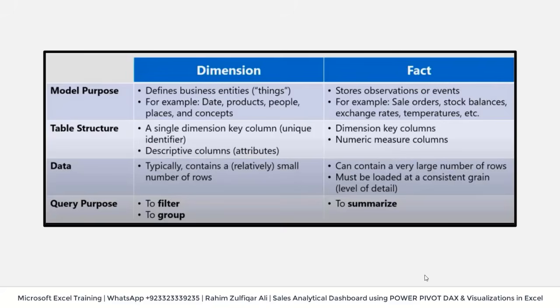Overall, the data size is relatively small as compared to the fact table. So you will not find millions of rows in a dimension table. It could be in thousands normally.